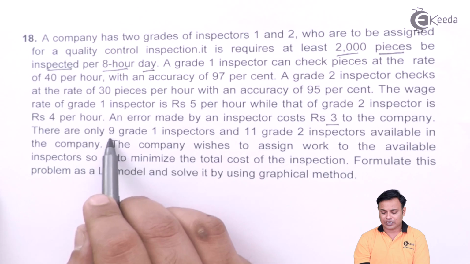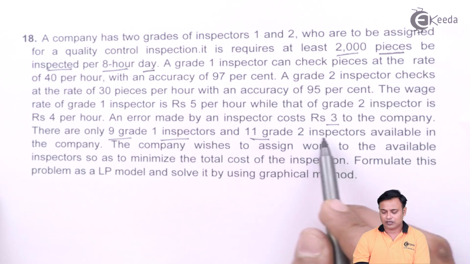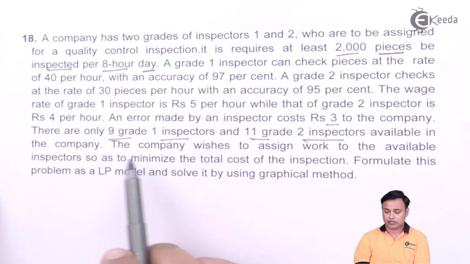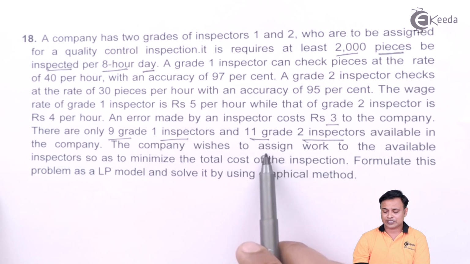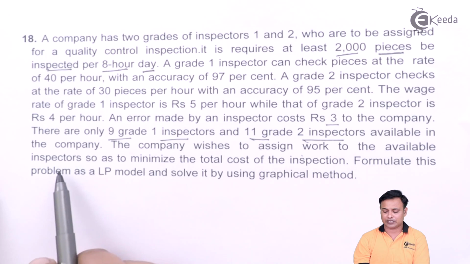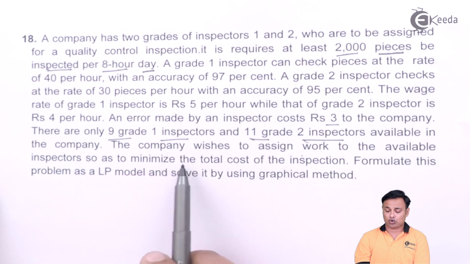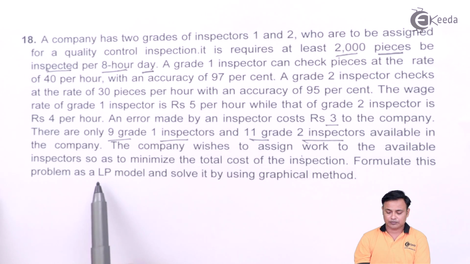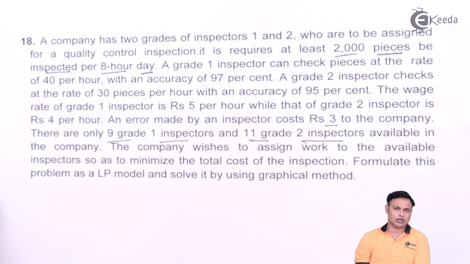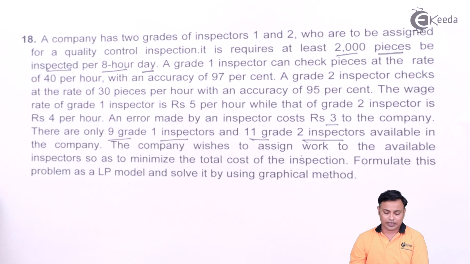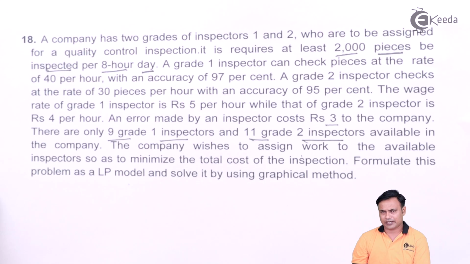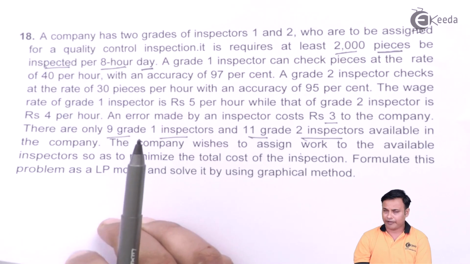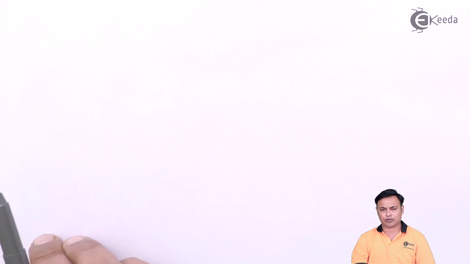There are only 9 grade 1 inspectors and 11 grade 2 inspectors available in the company. The company wishes to assign work to the available inspectors so as to minimize the total cost of inspection. Formulate this problem as a linear programming model. So friends, this is again a very complicated case, quite logical. But when it comes to logic, students quite often fail to understand the basic logic behind the problem.